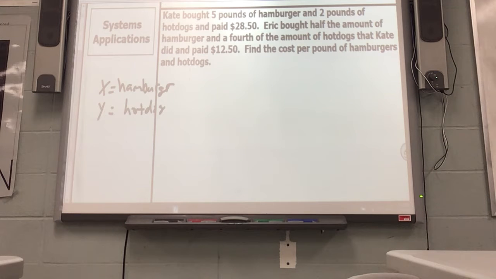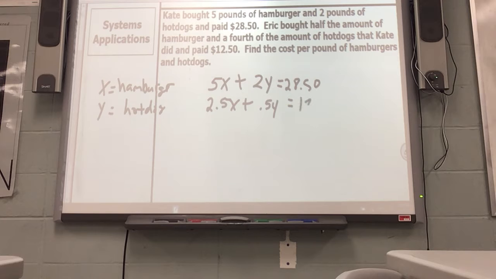So then Kate bought 5 pounds of hamburgers, so you have 5 times X, and 2 pounds of hot dogs, so 2 times Y, and her total was $28.50. But then Eric bought half the amount of hamburger. Half of 5 is 2.5. So you have 2.5X, and then Eric bought a fourth of the amount of hot dogs, so a fourth, 2 divided by 4 is a half. And then Eric paid $12.50. So you were good at setting up your system there.